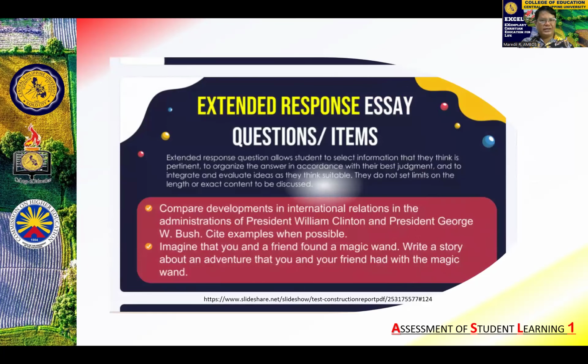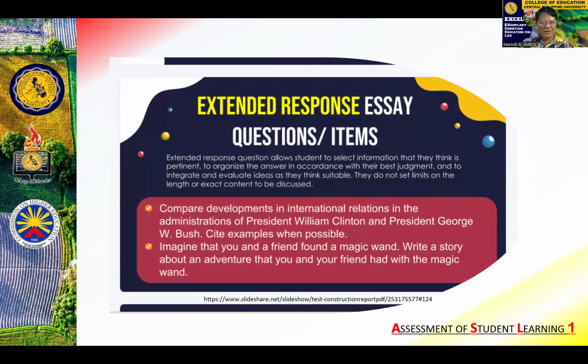For extended response essay questions, it allows students to select information that they think is pertinent, to organize the answer in accordance with their best judgment, and to integrate and evaluate ideas as they think suitable. They do not set limits on the length or exact content to be discussed. Example: compare developments in international relations in the administration of President William Clinton and President George Bush.